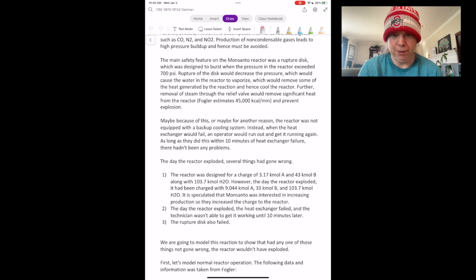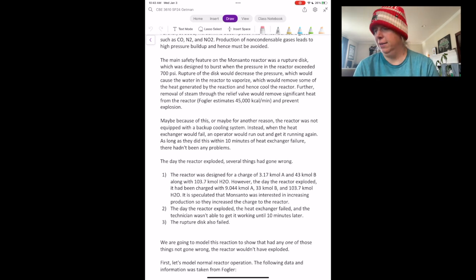So this happened sometimes, and one of the times it happened was on this day. The technician was able to get it working, but it took the technician 10 minutes to get it working. And this is kind of on the upper limit of the time at which the heat exchanger would need to be turned back on in order to avoid any sort of problems. So also on that day, the rupture disk failed.